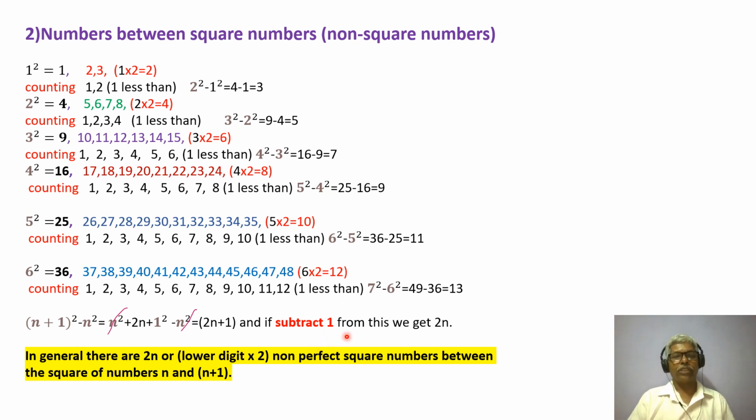Okay. So this is another pattern. So there are many such patterns. See, we generalize this. In general, there are 2n, or lower digit into 2, non-perfect square numbers between the square of n and n plus 1. So there are many such patterns. You need to study this pattern to solve either examples or some other problems which are not solved till now. You need to think over it, study it, and you can find out anything new which is still not found in the world.